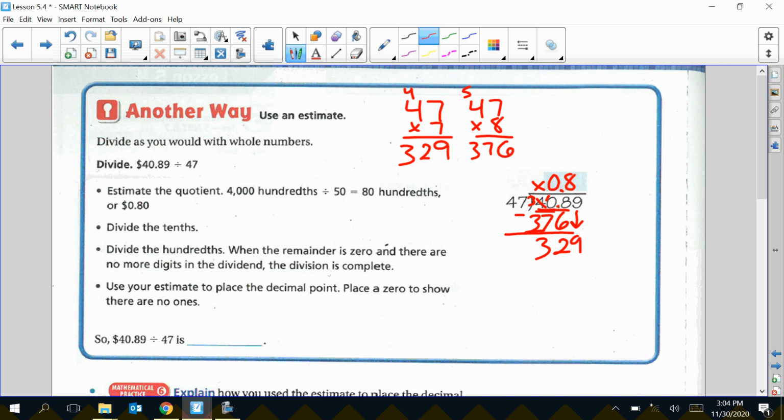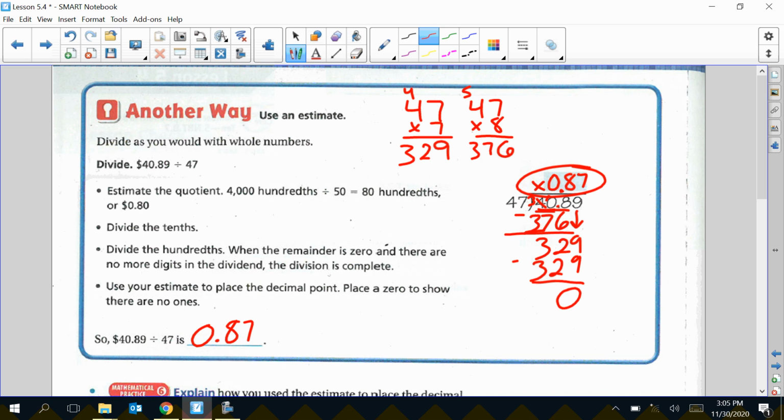We look back up at what we had earlier, and this is why you don't want to erase all of your extra work off to the side. We have 47 times 7 is 329. So we know 47 goes into 329 7 times, because that is 329. Subtract, we get a remainder of 0. And again, our decimal point, we're straight up, and we have 87 hundredths as our answer.